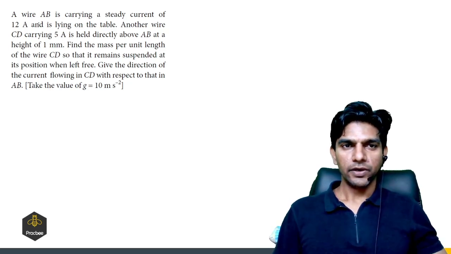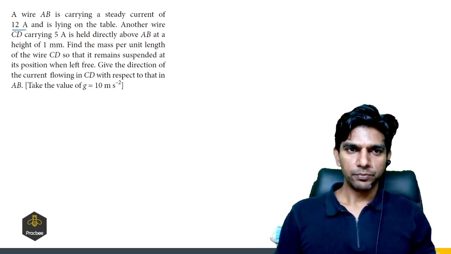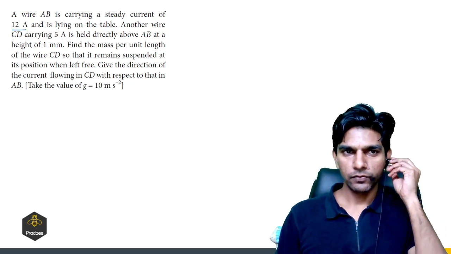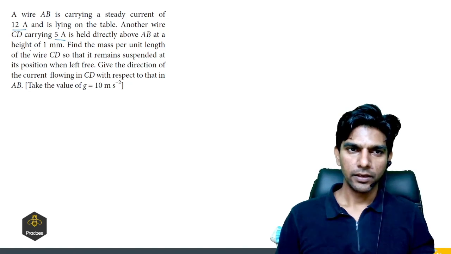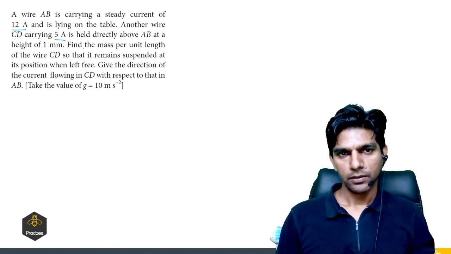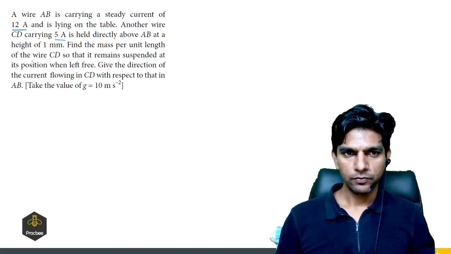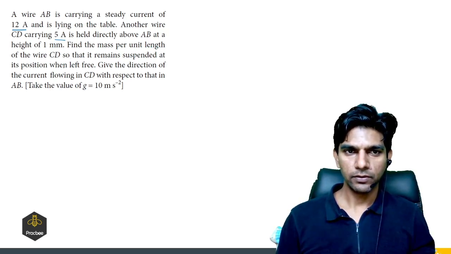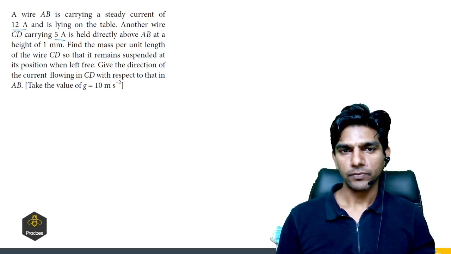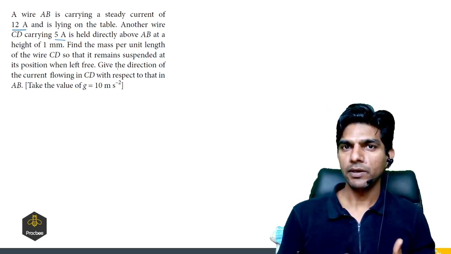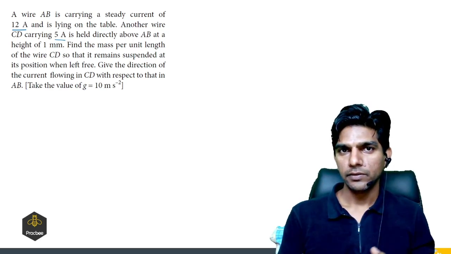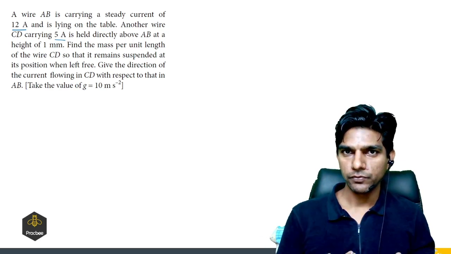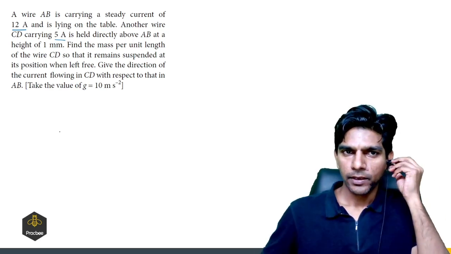A wire AB is carrying a steady current of 12 ampere and is lying on the table. Another wire CD carrying 5 ampere is held directly above AB at a height of 1 millimeter. Find the mass per unit length of the wire CD so that it remains suspended in its position when left free. When left free means there will be a magnetic force experienced by the wire, and that magnetic force should balance the gravitational force. The similar question we have already done. So let us see.